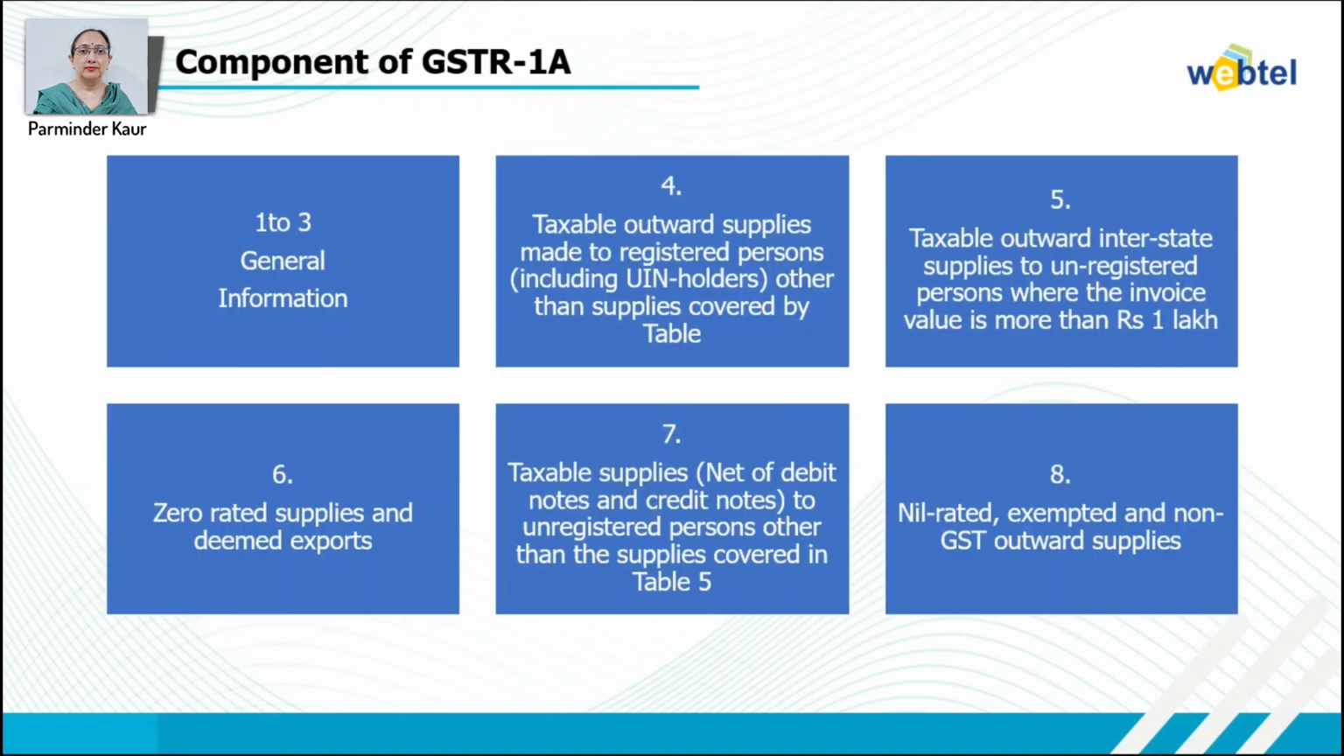In this table, the intrastate supply needs to be reported consolidated and rate wise, including the supply made through an e-commerce operator that attracts the TCS, that is tax collection at source, and interstate supply where the invoice value is up to 1 lakh, consolidated rate wise, including supply made through an e-commerce operator including the TCS. In table number 8, the nil rated, exempted and non-GST outward supply needs to be mentioned. That is interstate supply to registered and unregistered persons, and intrastate supply to registered and unregistered persons.